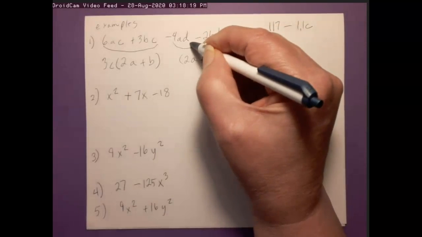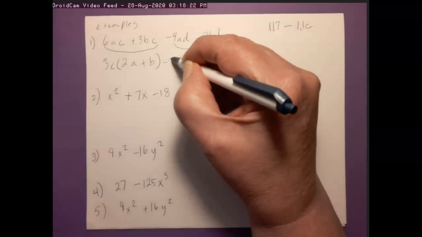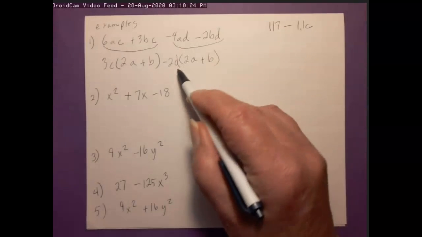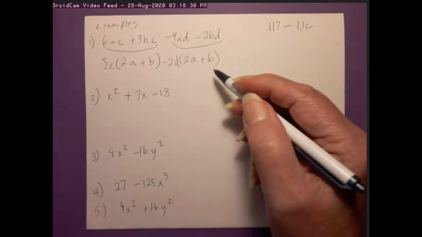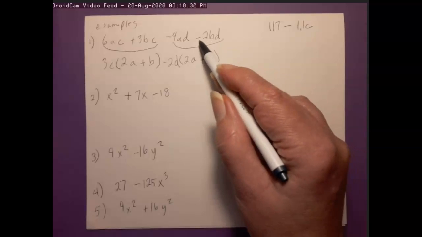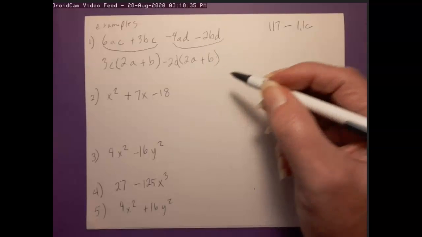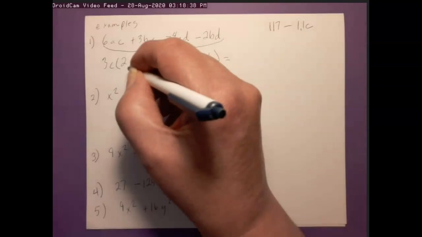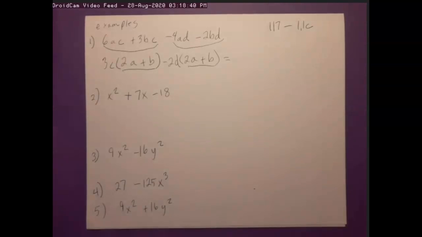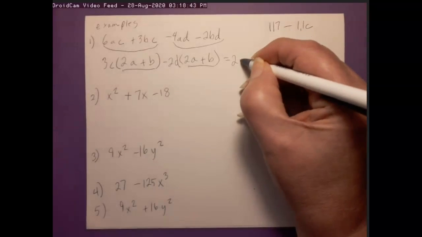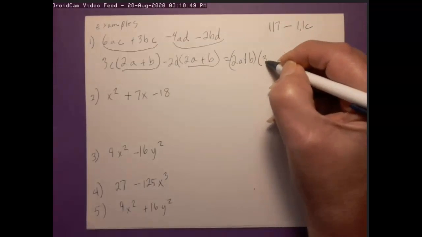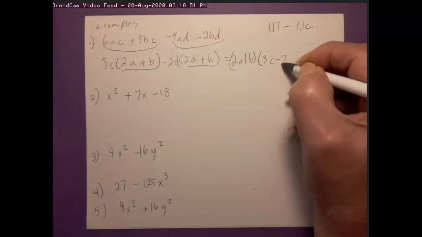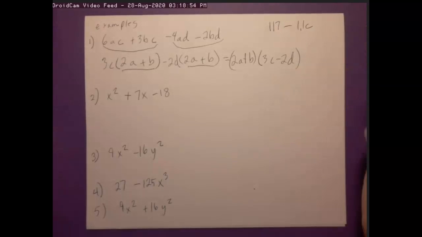So if I take a 2a out of this, I'm left with a negative 2d. So if I multiply this, negative 2a, it gives negative 2 times 2a is going to give me negative 4ad. Negative 2d times b is going to give me a negative 2bd. So that works. Now these share the 2a plus b. Those should be the same. If they're not, you made a mistake somewhere. So I'm going to pull that out first and write down what's left. So over here I'm left with 3c, and over here I'm left with a minus 2d. This is incredibly easy. Don't overthink it. Practice it until it makes sense.